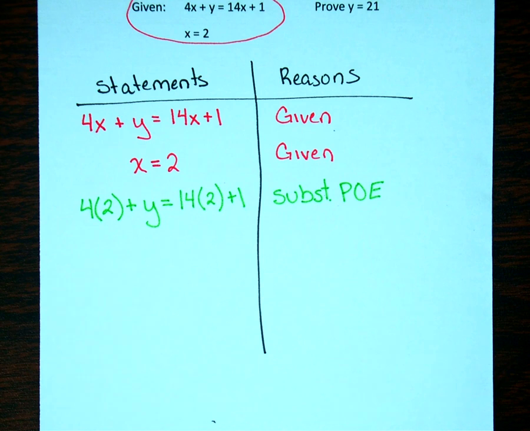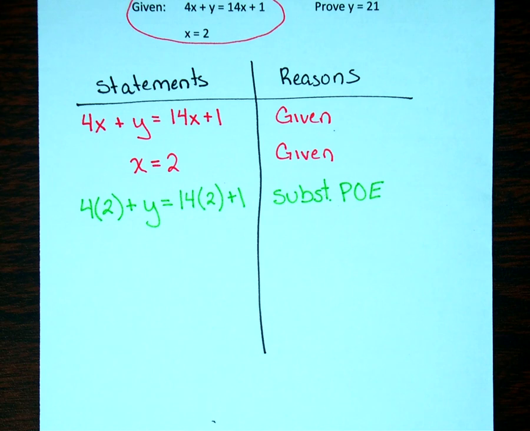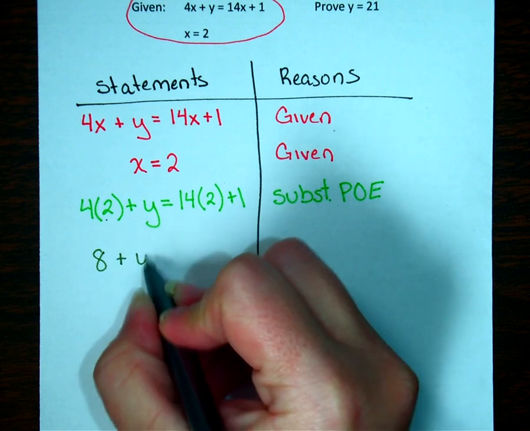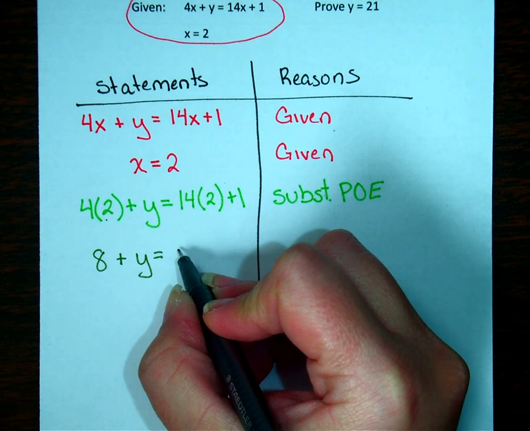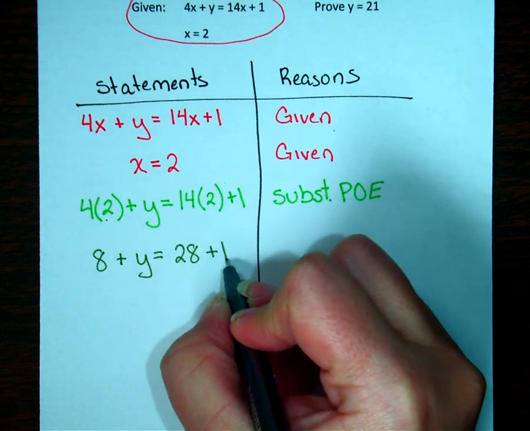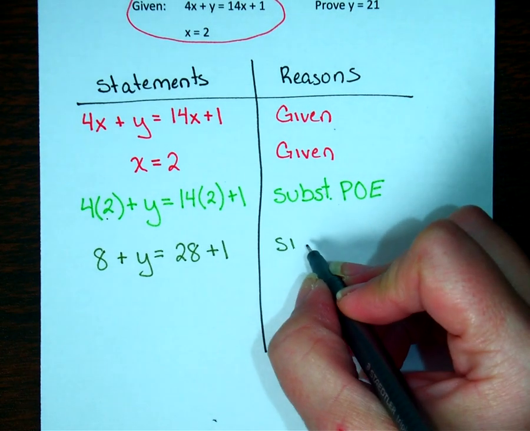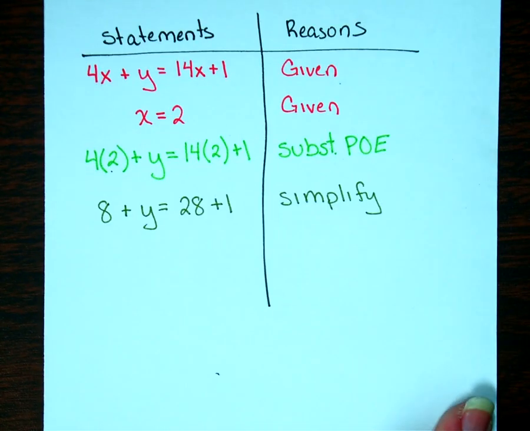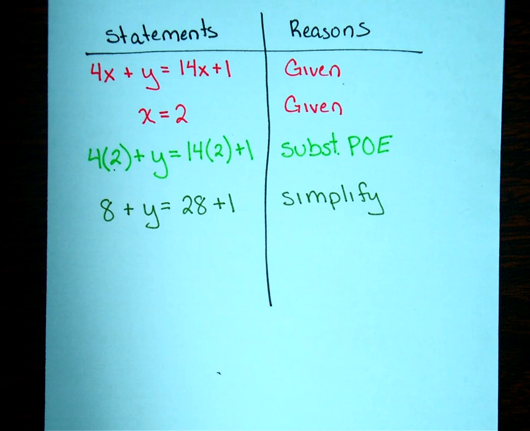Now here we come upon an issue that's not in my table up on top, okay? I need to just simplify by doing my 4 times 2, which is 8, and my 14 times 2, which is 28. Okay? So what I'm going to put over here is that we just simplified. Anytime you're just doing regular multiplication, not from one side to the other, you can just call that simplifying.